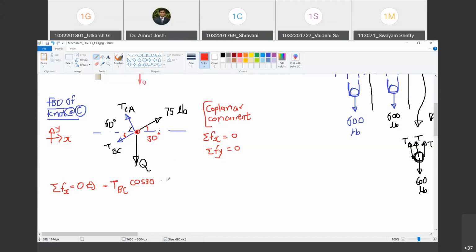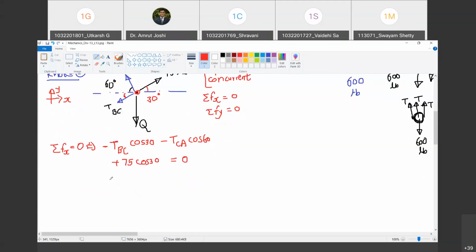Then next, minus TCA cos 60. TCA cos 60, right? Next, plus 75 cos 30. Very good. Then that will give you 0. Q will not have any say in summation Fx equal to 0. So this has to be equal to 0. Do you agree with me? Yes, sir.